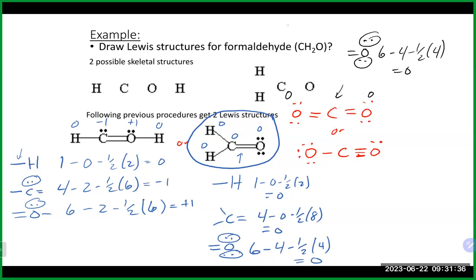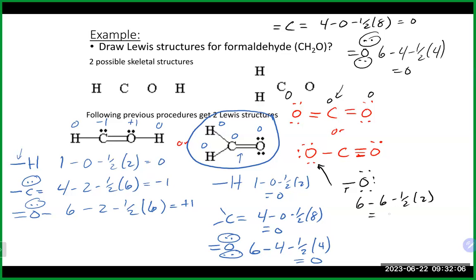We did the double bonded oxygen in the middle. That's going to be 4 minus 0 minus 1/2 of 8 from all the bonds. And that gives us 0. So that is zeros all the way across in that structure, which makes me think that's probably a pretty good one. But let's take a look at this one here. Our single bonded oxygen is going to be 6 minus 6 minus 1/2 of 2 for the bond that is here. That is going to give us a formal charge of -1 for this guy.